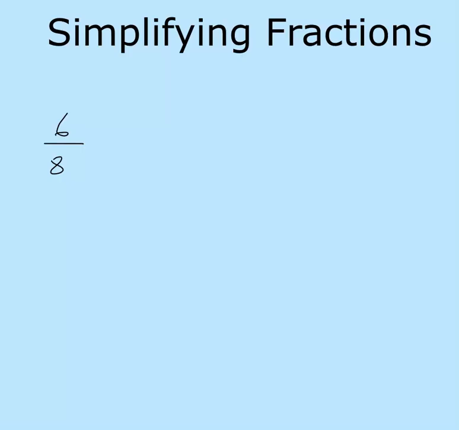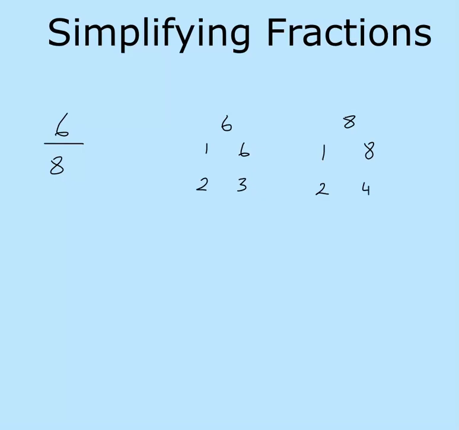So to do this, I'll put a 6 here, and we can get the numbers that multiply together to make 6. So 1 multiplied by 6 is 6, and 2 multiplied by 3 is 6. And these are all the numbers that you can use to multiply to make 6. Next, we look at the 8, and we get all the numbers that multiply to make 8. So 1 multiplied by 8 is 8, and 2 multiplied by 4 is 8.